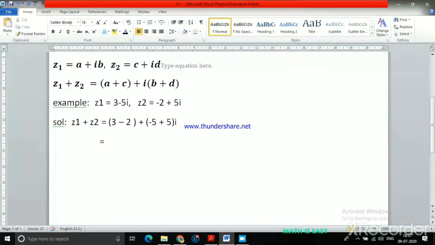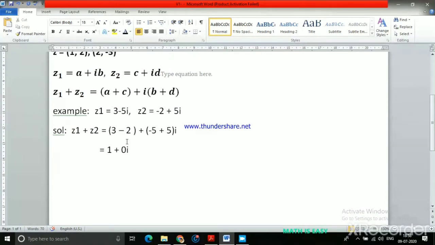Which is equal to 3 minus 2 is 1, plus minus 5 plus 5 is going to be 0. So it is going to come 0i. Okay, so this is the addition of two complex numbers. Understood? Now similarly comes subtraction of two complex numbers.